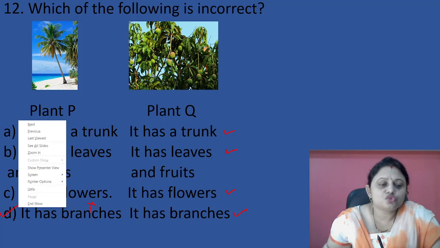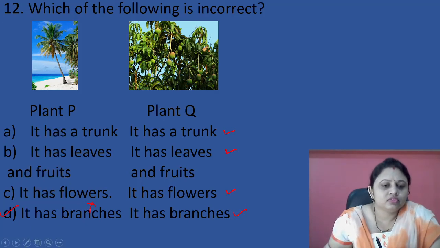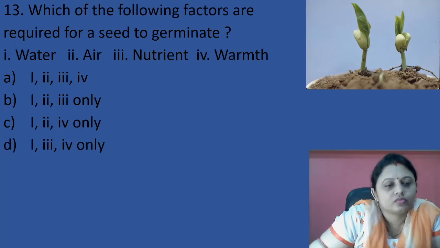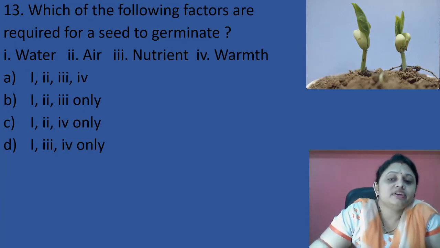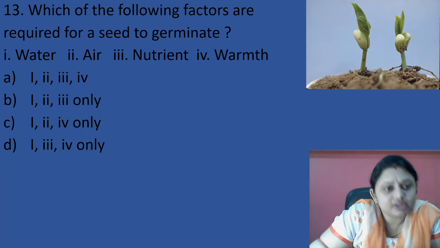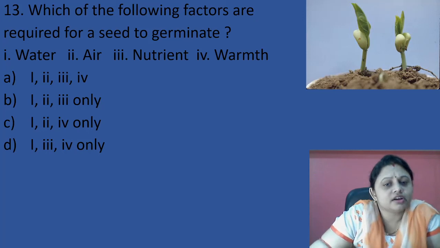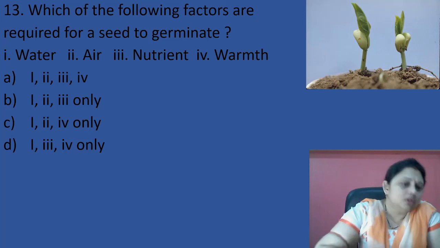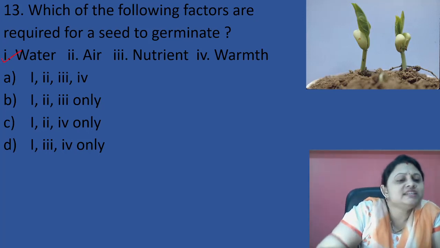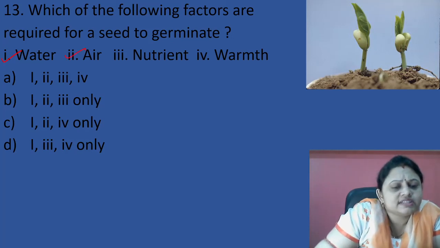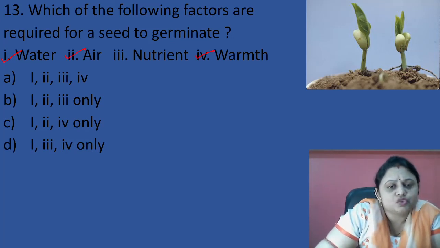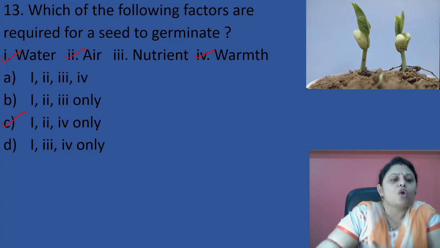Let's move to the next question. Which of the following factors are required for a seed to germinate? So here is a seed, and for germination, what does it need? First one is water, second air, third nutrient, and fourth warmth. So it needs water. Yes, it is true. It needs air. Yes. And it needs warmth. It is also true. So what is the correct option? That is options 1, 2 and 4, which is present in option C.